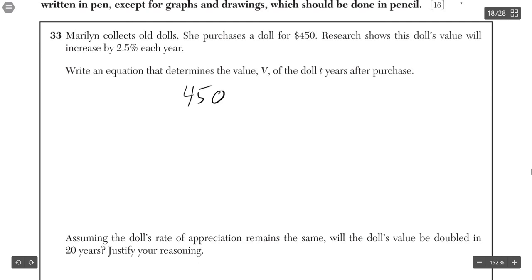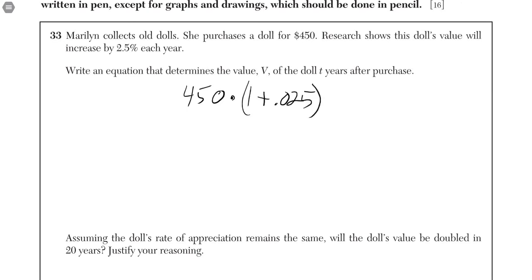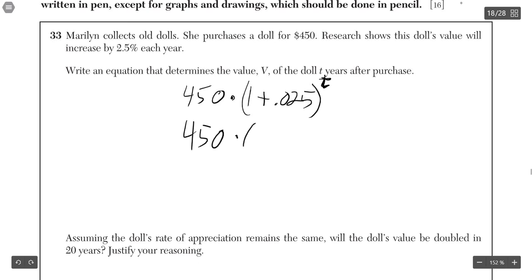So an increase of 2.5% per year would be 450, right? That's the starting amount, times 1 plus the rate, which is 0.025. So that's what we would do each year. After the first year, we would do 450 times 1.025. Then the next year, we would multiply by 1.025 again. And the next year, the same thing over and over. So how many times are we going to have to multiply by this 1 plus 0.025? Well, however many years it is. So this is to the power of t. So we can just simplify it a bit: 450 times 1.025 to the power of t. And that would be the solution.